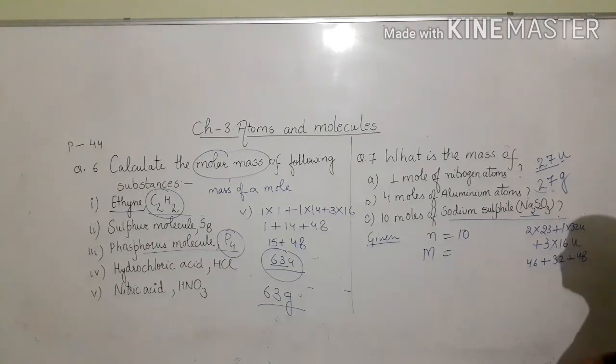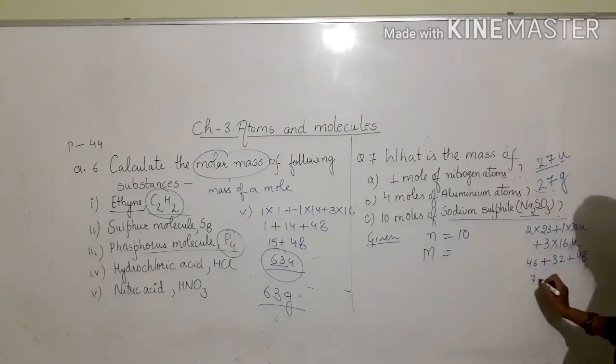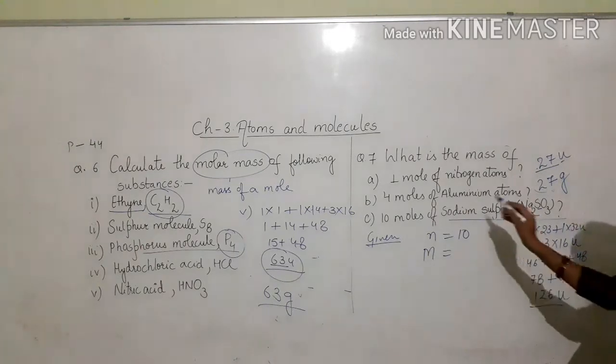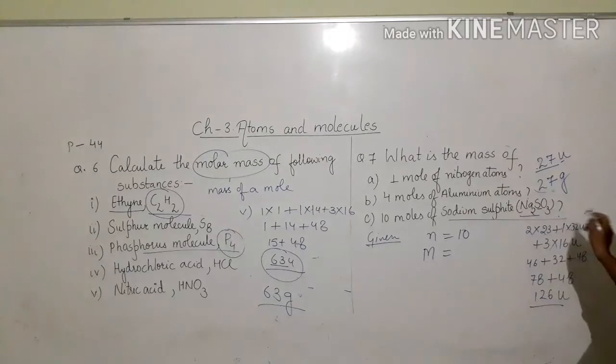Now add all these masses. We will have 78 plus 48, it's 126. So, sodium sulfite Na2SO3 has molecular mass 126 U.